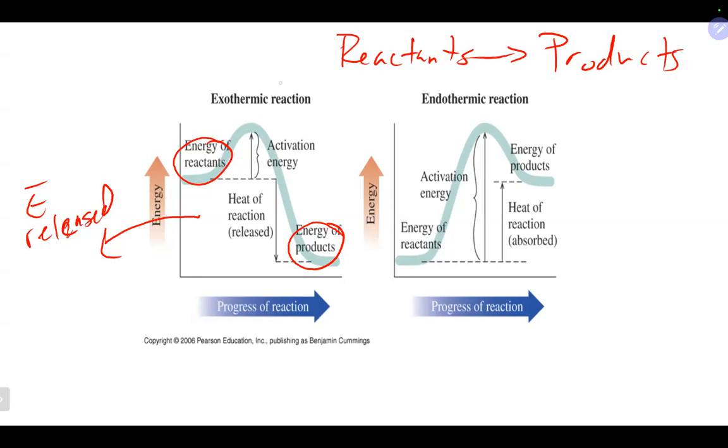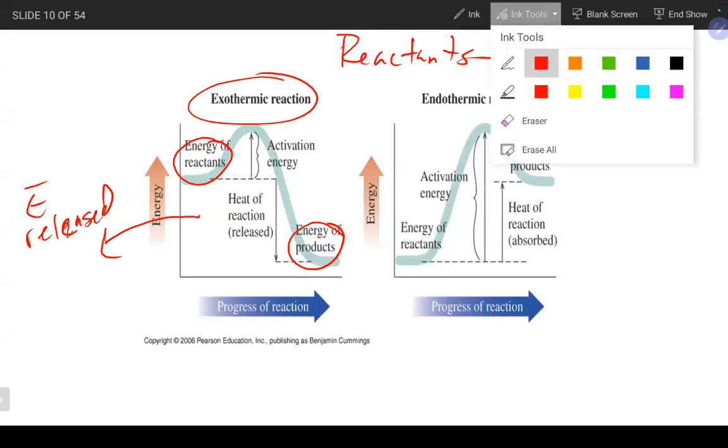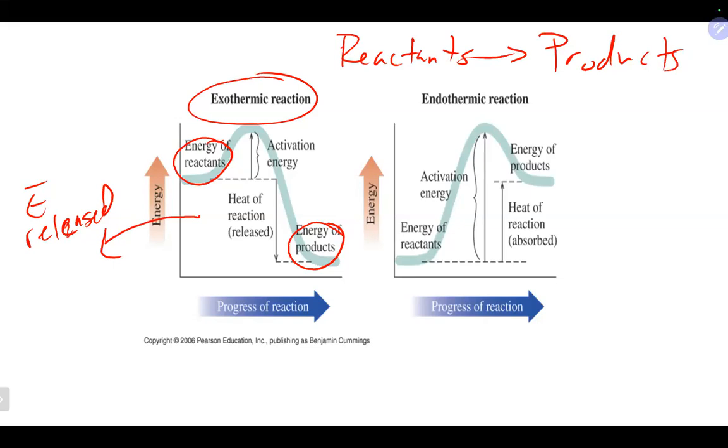So energy would be released, which is why it is an exothermic energy diagram in this case. We see the exact opposite when we look at the endothermic process. The endothermic diagram on the right, we see that the reactants are actually lower in energy than the products. So the reactants are lower in energy than products, which means in order for our reactants to get to the products, we actually have to put energy in. So energy is absorbed.